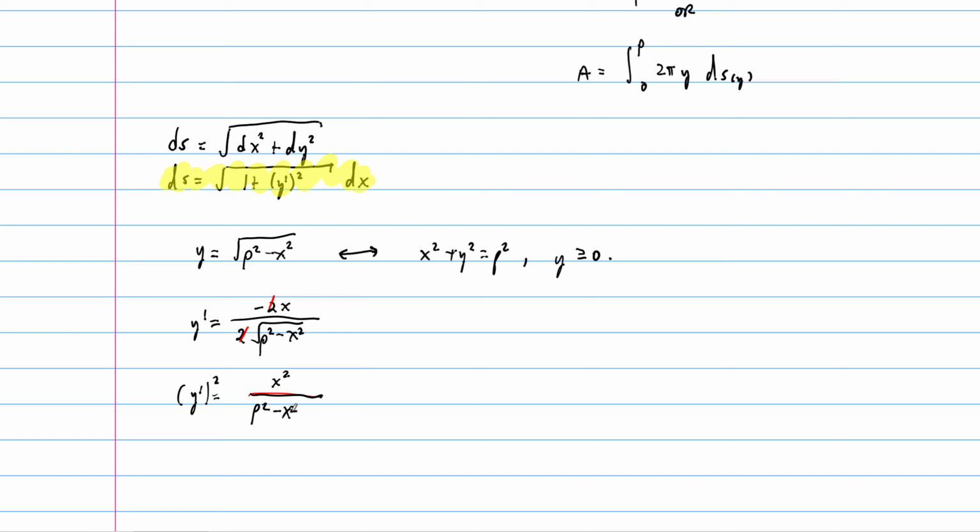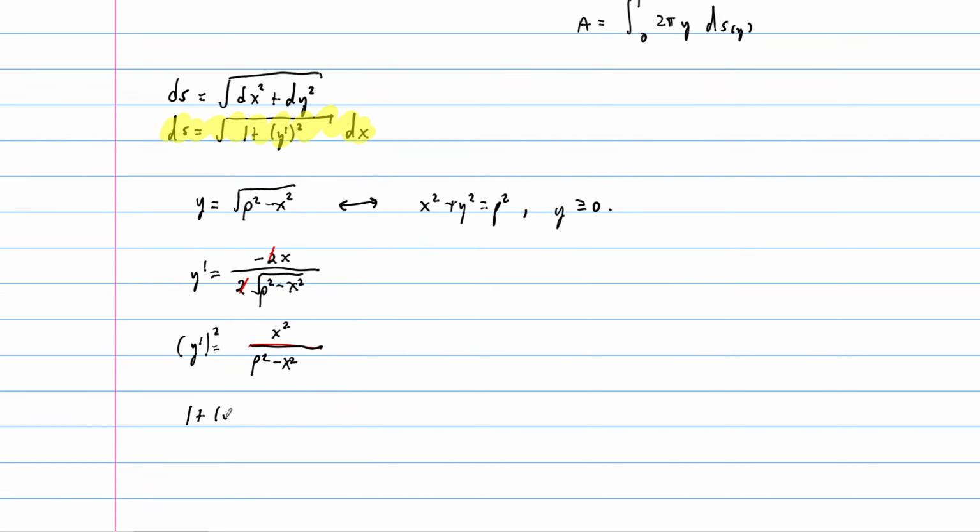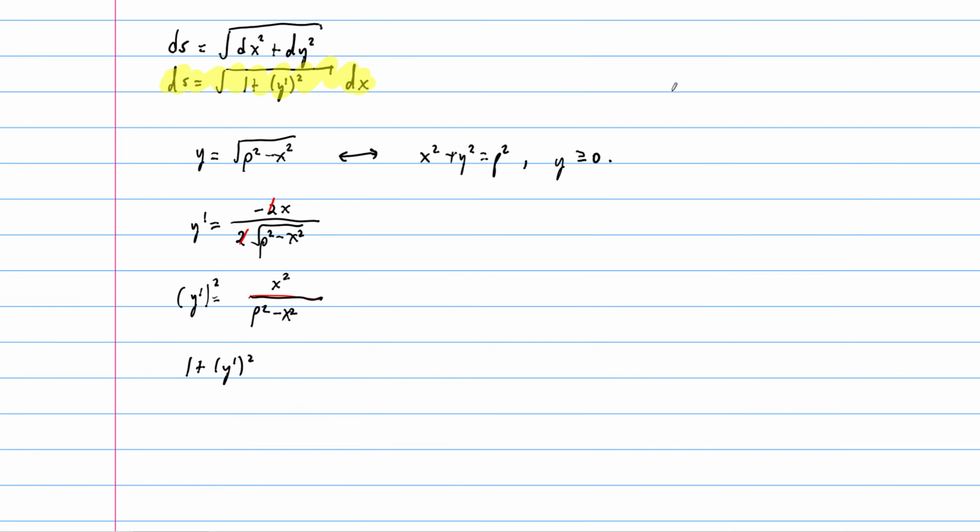All right, and then we have to add 1 to this whole deal. So the next step is 1 plus y prime squared. This is all to find ds, right? And then we're going to go back up and plug back into this equation. So 1 plus this. Well, 1 we're going to represent as rho squared minus x squared over itself, right? You need a common denominator to add these up. Plus x squared over rho squared minus x squared. And of course, when this adds up, minus x squared plus x squared, those cancel. And we are left with just rho squared over this denominator, rho squared minus x squared. And then to get ds, we need to square root this whole thing, right?